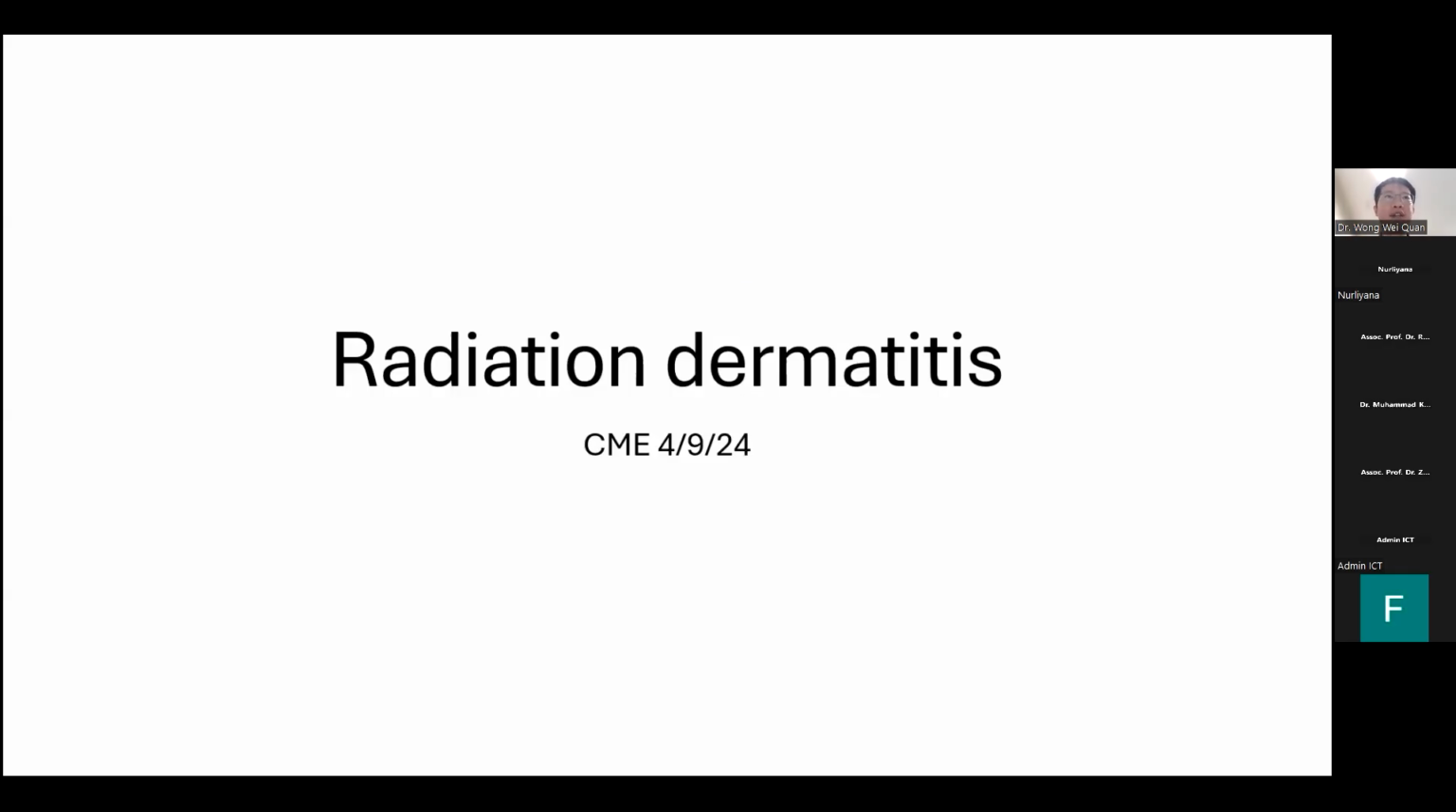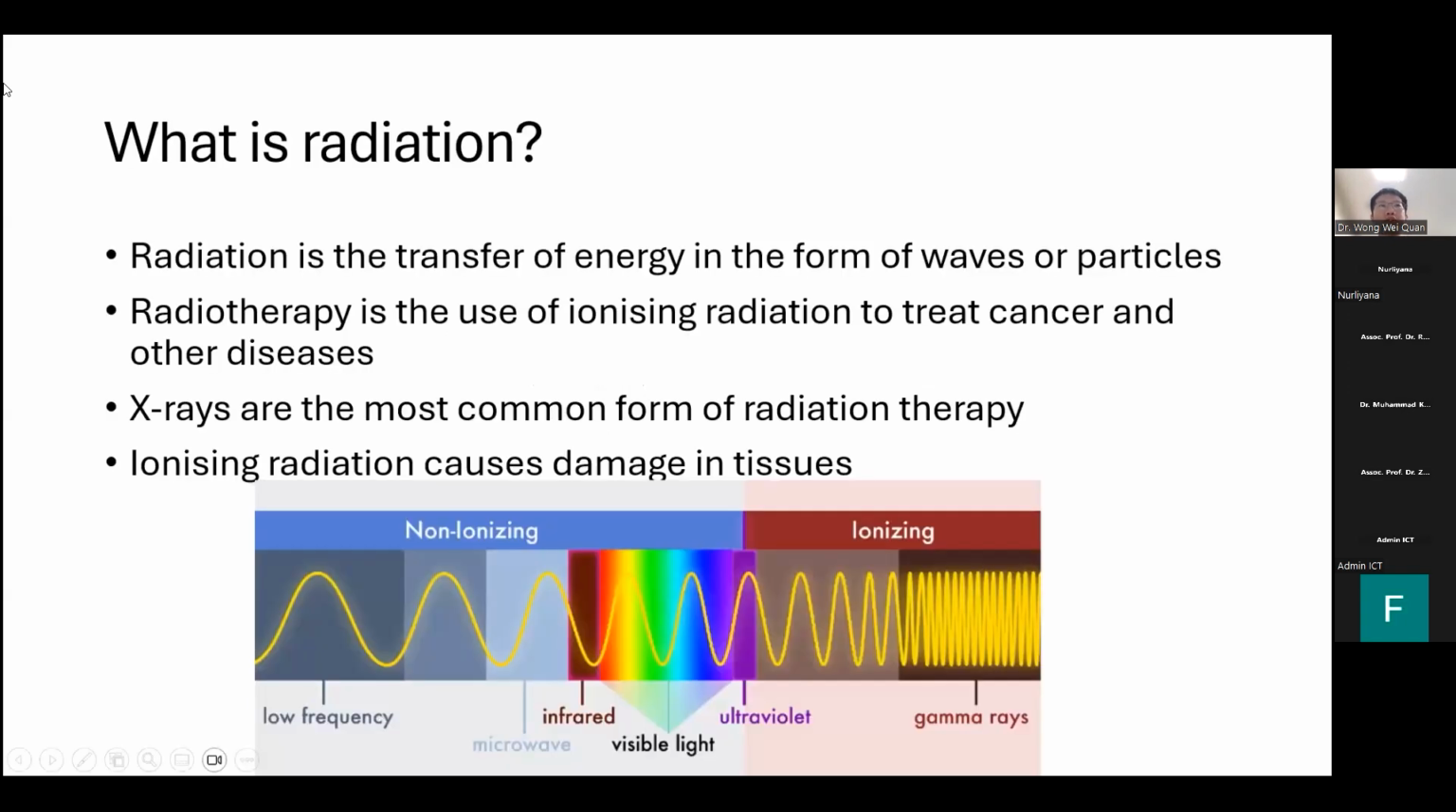Right. Good morning, everyone. Today I'll be sharing on radiation dermatitis. So, first of all, what is radiation? Radiation is basically the transfer of energy in the form of waves or particles. So, this is everywhere around us, and we are unable to avoid it. Some of the radiation may come in the form of ionizing radiation, and this is also all around us in the environment. So radiotherapy is the use of ionizing radiation to treat cancer and also other diseases.